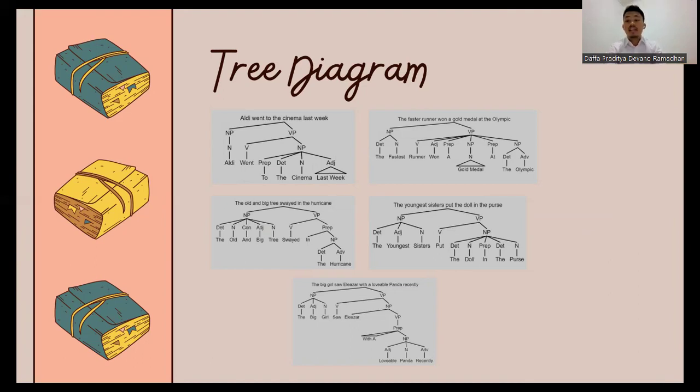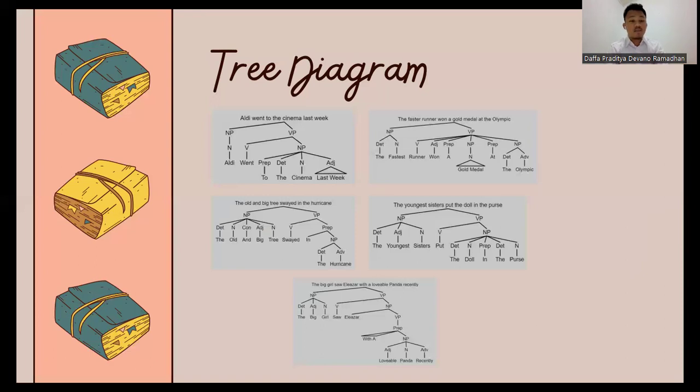And then the second diagram that I have put here is the faster runner won a gold medal at the Olympic. So basically, the is the determiner. Faster is the adjective, runner is the noun, won is the verb, a is a determiner, and then there is a noun for gold medal, and then preposition for at, and determiner for the, and then the adjective and the adverb for the Olympic. And then the third diagram is the old and big tree swayed in the hurricane.